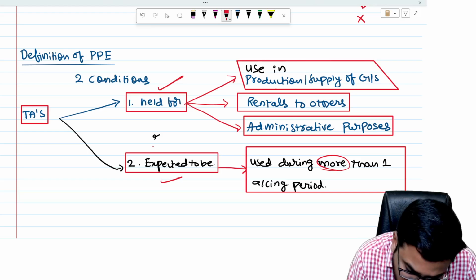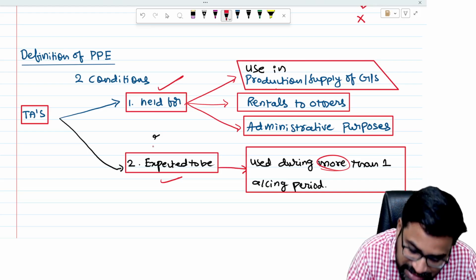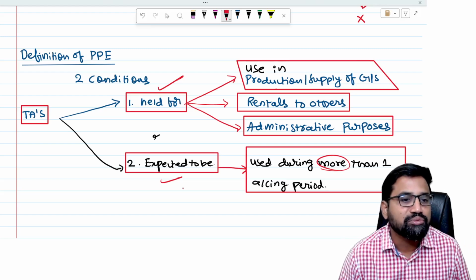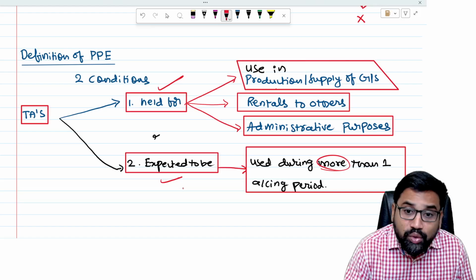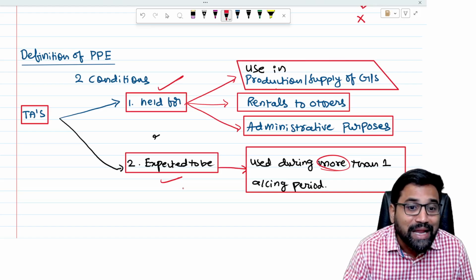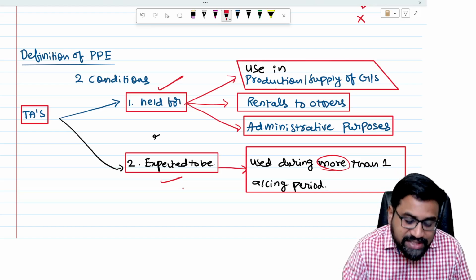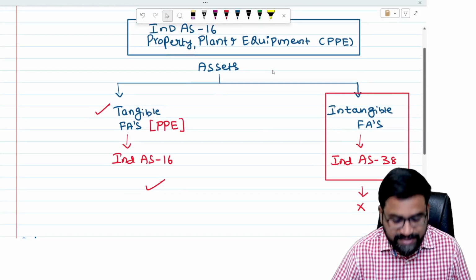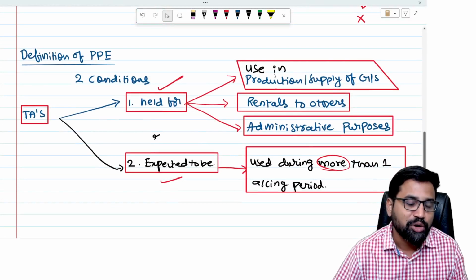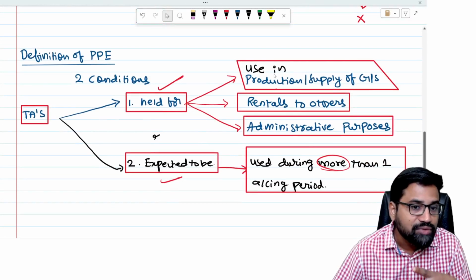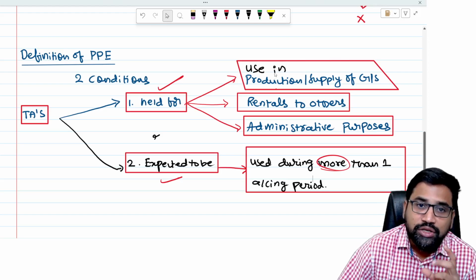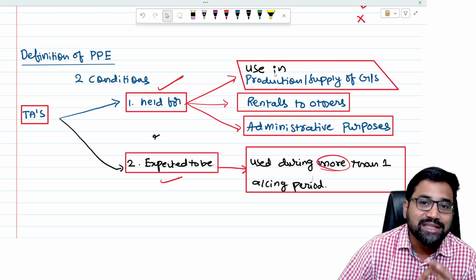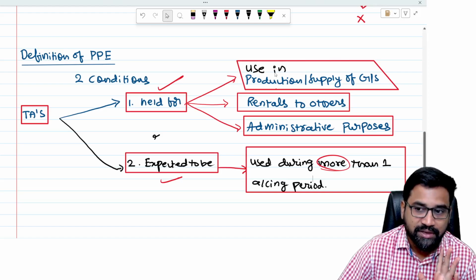So therefore both the conditions must be satisfied. You must hold that asset for these purposes, and you are expecting to use it for more than one accounting period. Then only it will become property, plant, equipment. So first of all, since we are discussing IND AS 16, we should understand what is property, plant, equipment. From now onwards, whenever you hear the word property, plant, equipment, your answer should be, okay, this is nothing but tangible fixed asset.